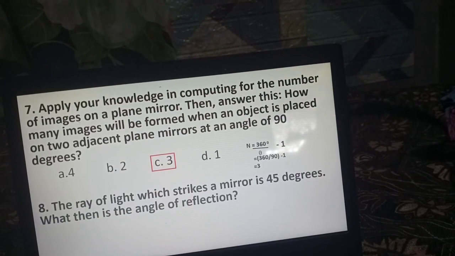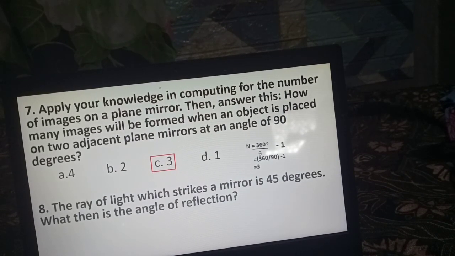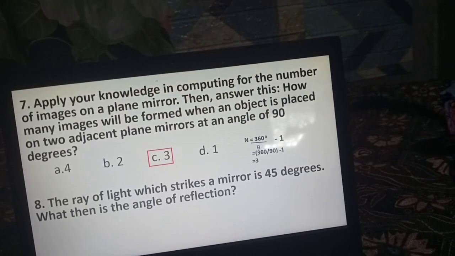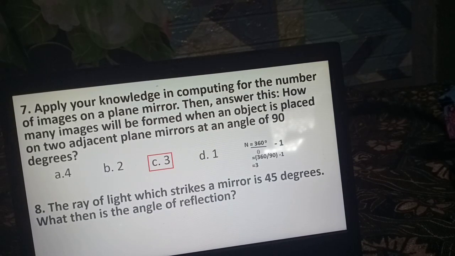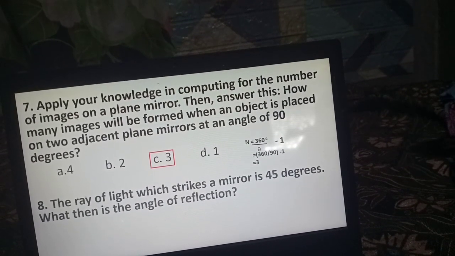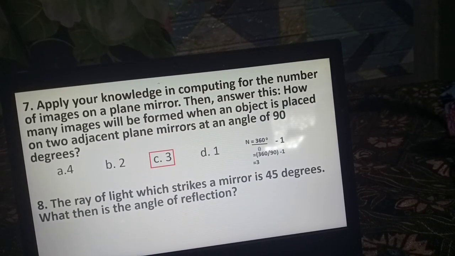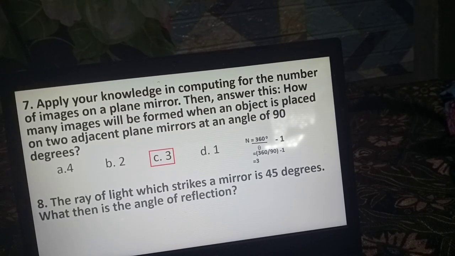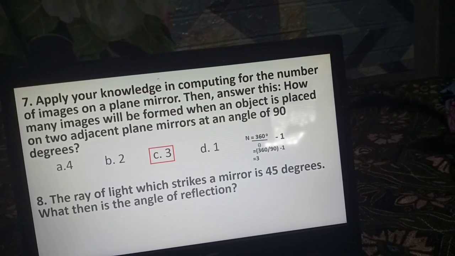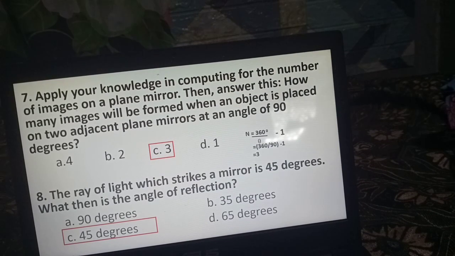Number 8. The ray of light which strikes a mirror is 45 degrees. What then is the angle of reflection? Take note, unsa ni nga mirror? We're referring to a plane mirror. Following the law of reflection, which states that the angle of incidence is equal to the angle of reflection. In other words, kung ang 45 degrees given, nga 45 degrees is the angle of incidence, ang angle of reflection is also equal to 45 degrees.